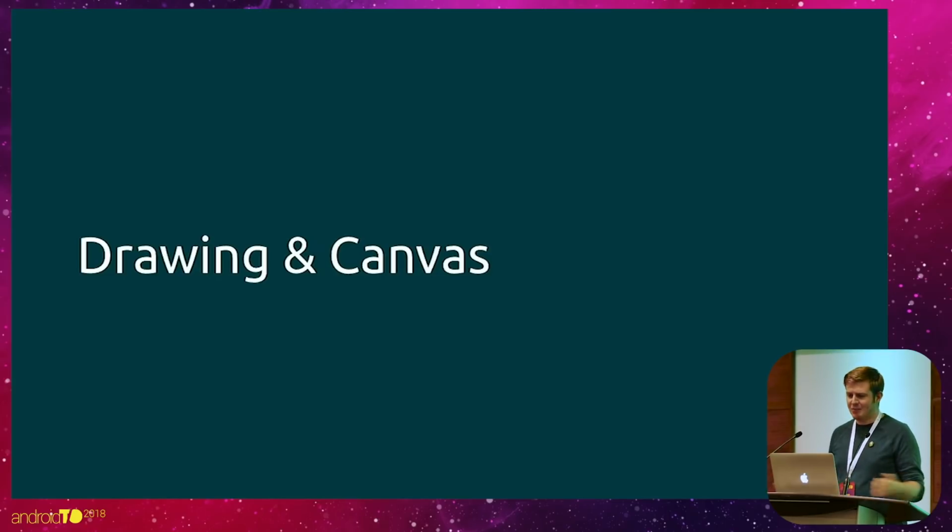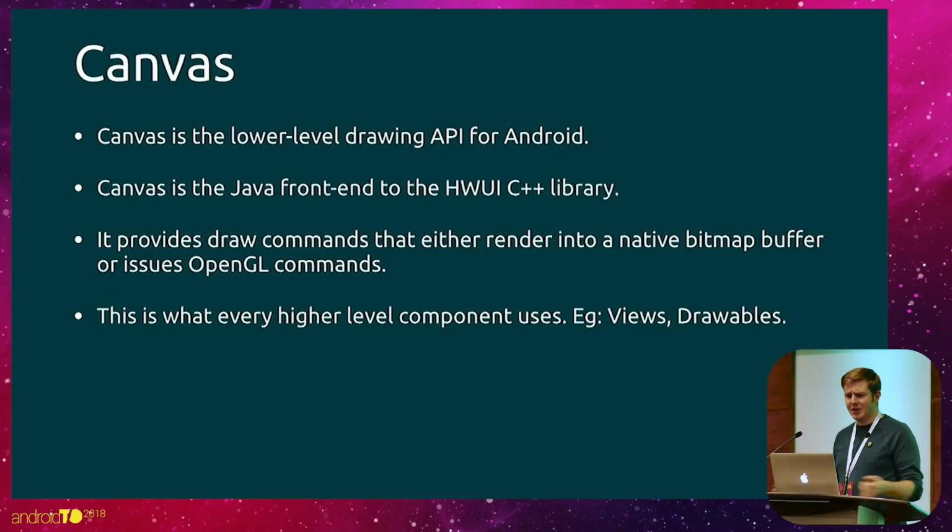So that brings us to Canvas. How can we draw things in Android using a more programmatic way? Canvas is simply your lower level drawing API. It's basically the Java front end for HWUI, the Google C++ drawing library. It provides a bunch of commands that allow you to draw to a native bitmap buffer, or to issue OpenGL commands. And this is basically what every higher level component uses in Android: your views, your drawables, all that stuff.